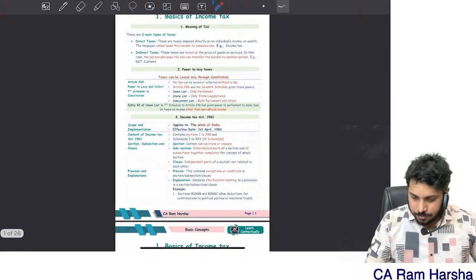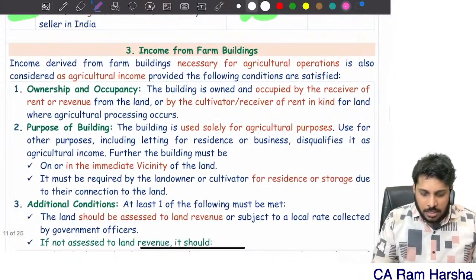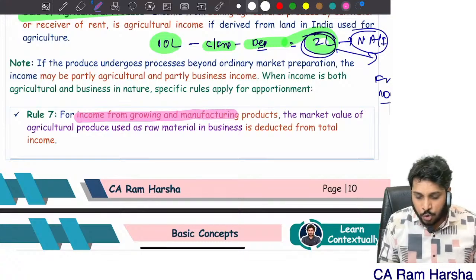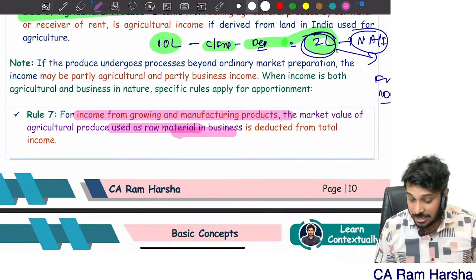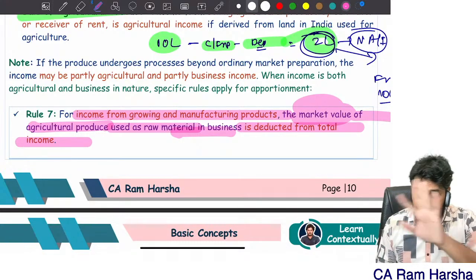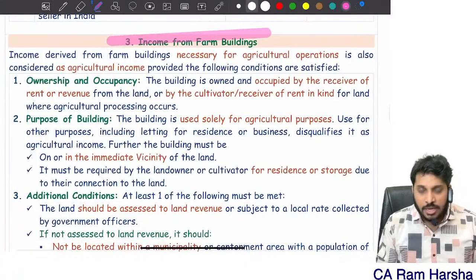So that's it. That is also agriculture income. Now I told you regarding income from growing and manufacturing products. If it is used as raw material in business or factory, market value will be deducted from total income for the purpose of computing business income. Okay, that's it. Easy. Now agriculture income means what?